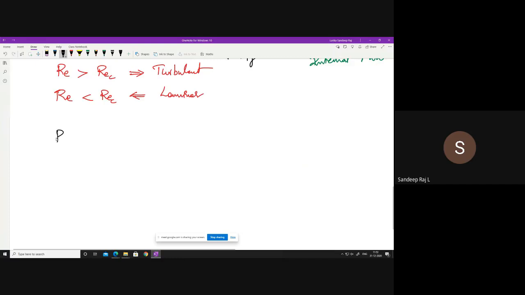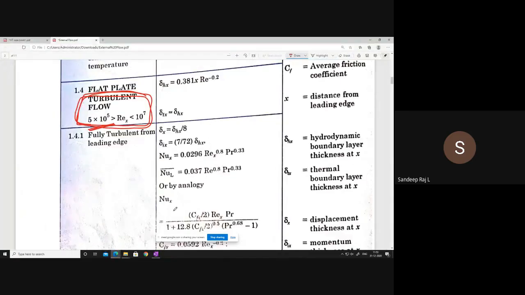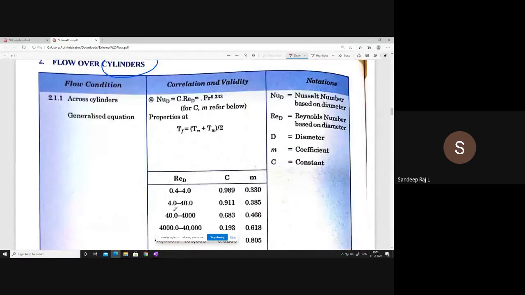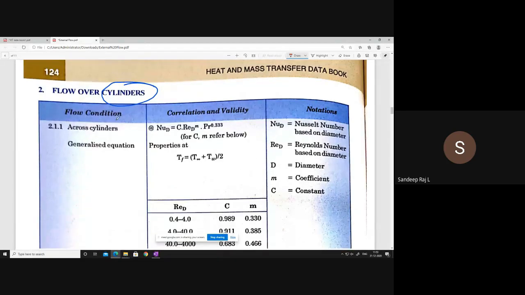And if this is Re_c, you are writing it for a cylinder. If you are writing it for a cylinder, what is the value? If you are writing this Re_c for a sphere, what is the value? Also, you should be writing it. So, can you please refer to your own data book and tell me what is the value for the cylinder also? This is the flow over the cylinder case.